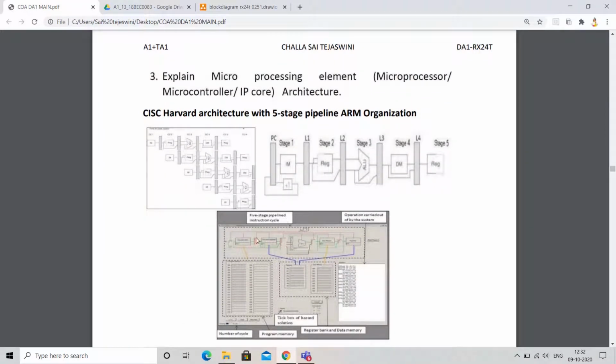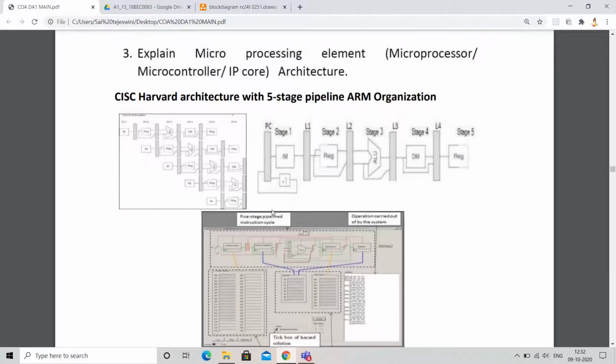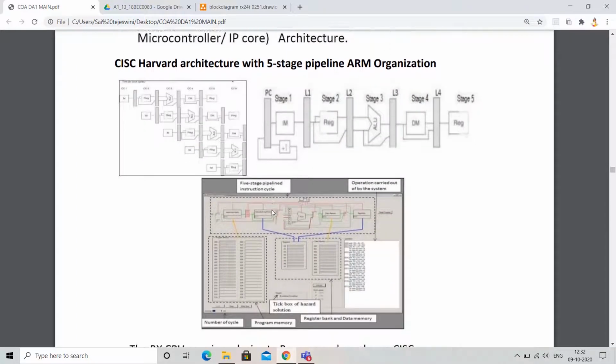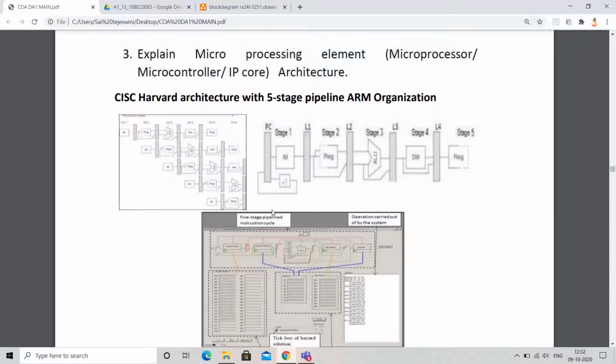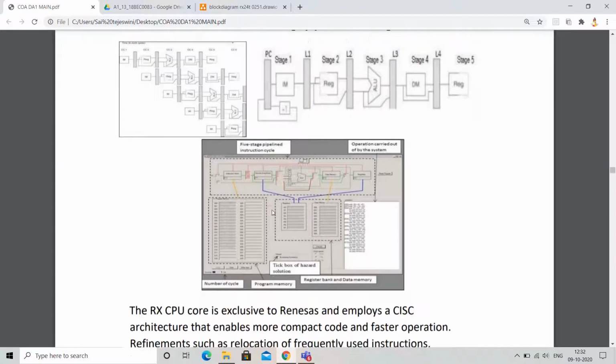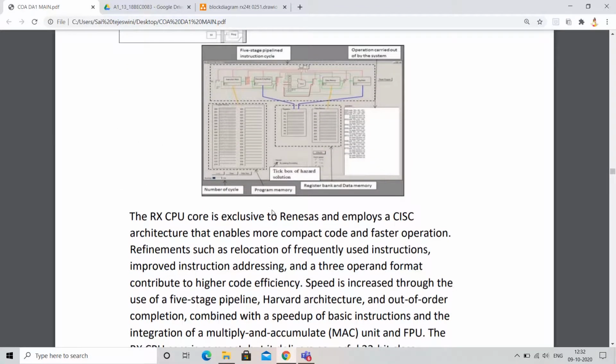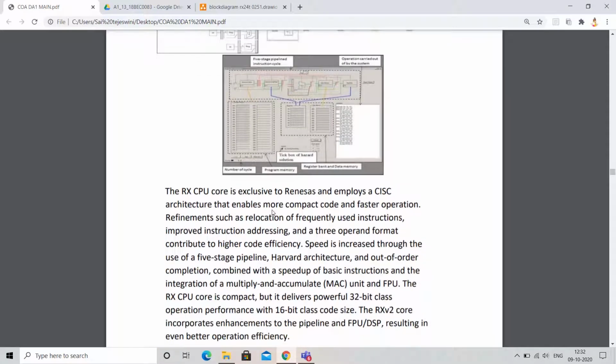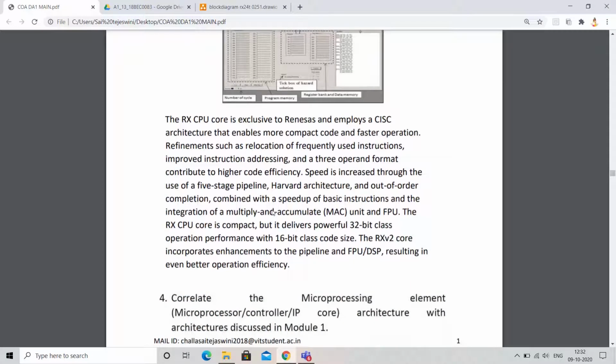This is a Harvard architecture with a 5-stage pipeline ARM organization. Here you can see the architecture of the microprocessing element. The RX CPU core is exclusive to Renesas and employs a CISC architecture that enables more compact code and faster operation. Refinements such as relocation of frequently used instructions, improved instruction addressing, and 3-operand format contribute to higher code efficiency. Speed is increased through a 5-stage pipeline.